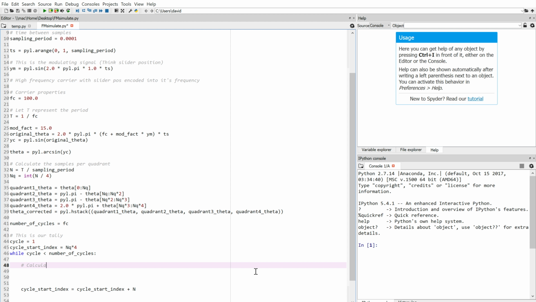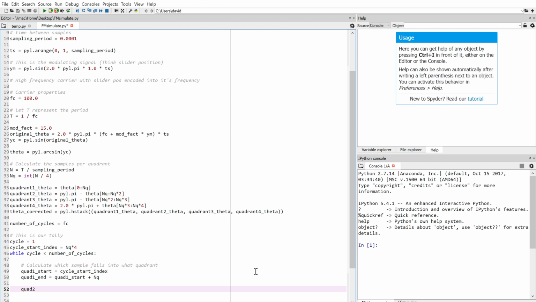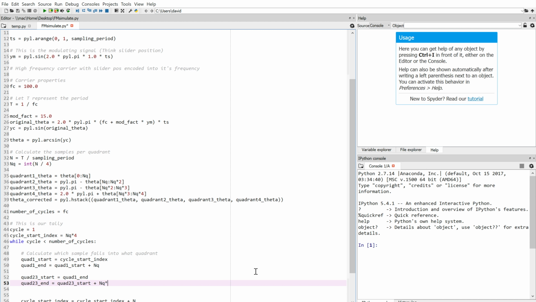Now it is time to set up the start and ending indexes for each quadrant of our current cycle. We can almost do it exactly how we did it for the first cycle. One last thing, since quadrant 2 and 3 angles are solved with the same formula, I can get away with combining them as one super quadrant. This does mean that the super quadrant will have double the angles.